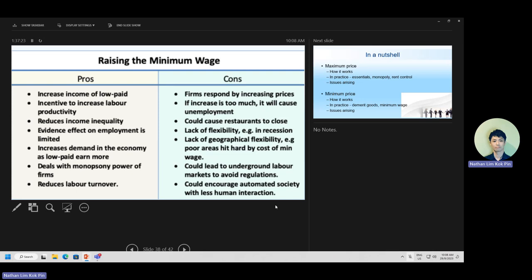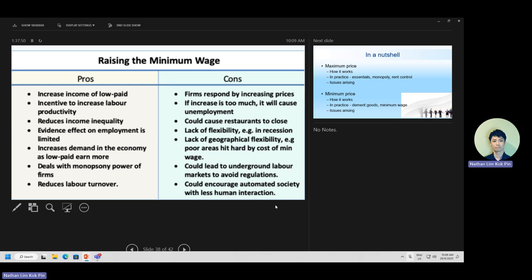Increase too much, it will cause unemployment. True. So minimum wage goes up, raise minimum wage, but not too much, and go by stages. Maybe we go up by 200 first, then another 300, then another 200. Don't pop overnight and then die. They cannot adjust; they need more time to adjust. It could cause restaurants to close. Not just restaurants, factories and all those things may also close.